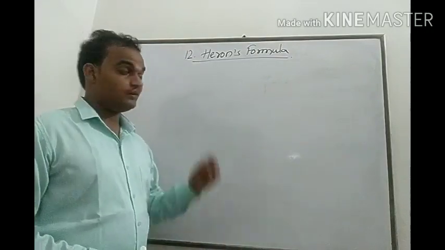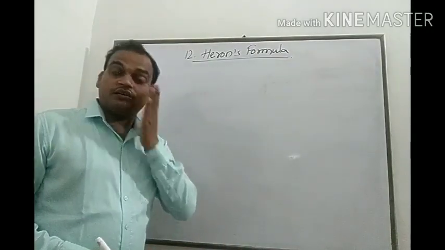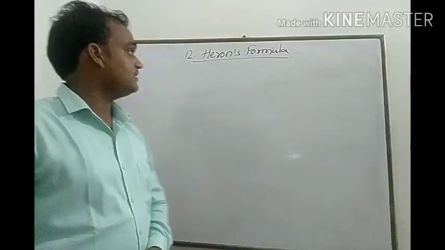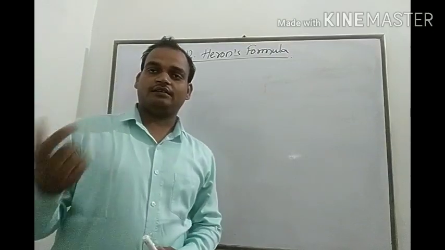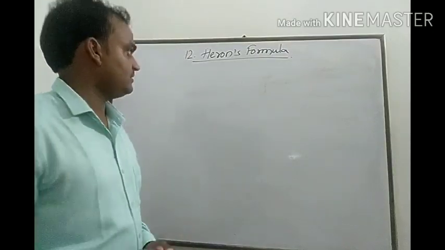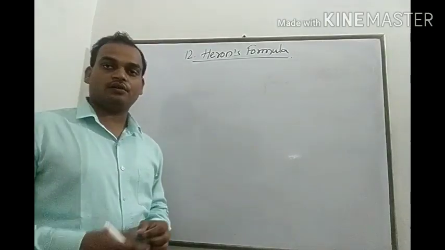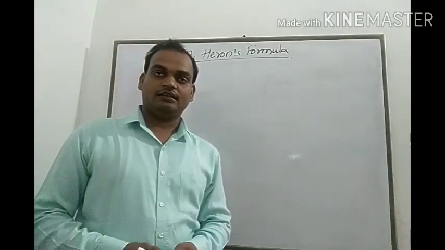Okay. Now Heron's formula. Heron, he is a great mathematician, who had worked in applied mathematics. He gave a formula which is used for getting the area of a triangle.